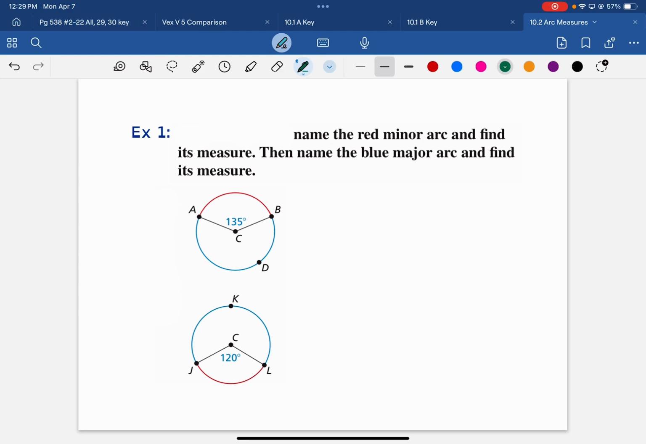What else? Semicircle equals how many degrees? Equals 180 exactly. And a major arc, less than or greater than 180? Greater than, okay? So, on this one it says, name the red minor arc and find its measure. Then name the blue major arc and find its measure.